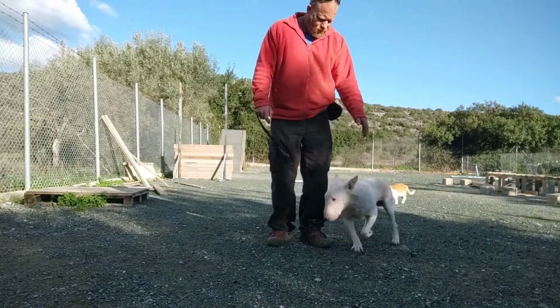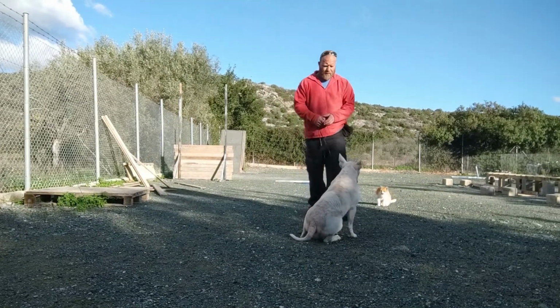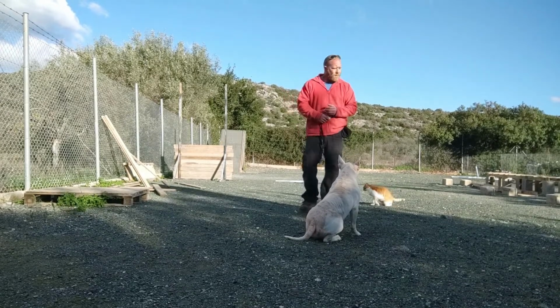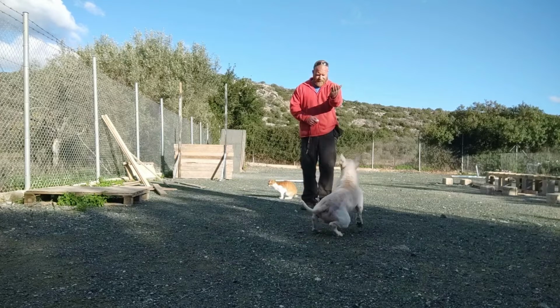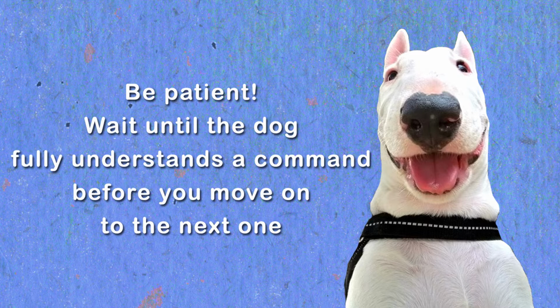Number 4. Being impatient about the outcome. Training requires time and repetition. Being too impatient to complete training means you will not devote the necessary time for every command. Be patient and wait until the dog fully understands a command before you move on to the next one.